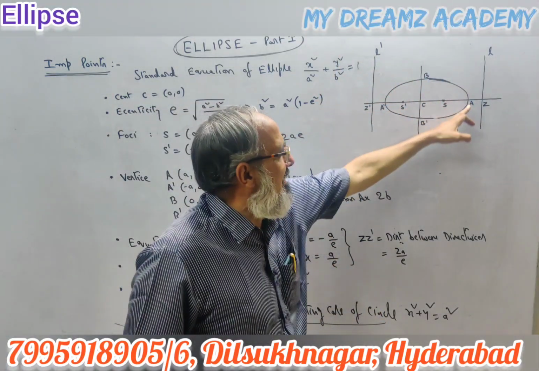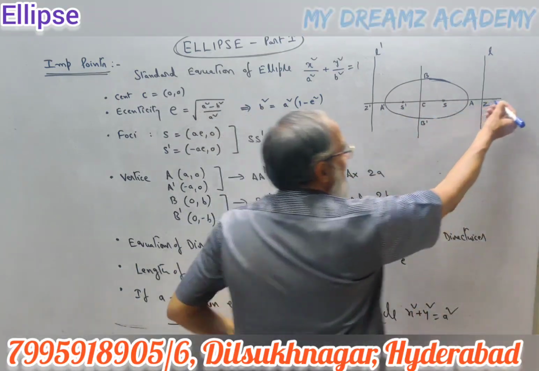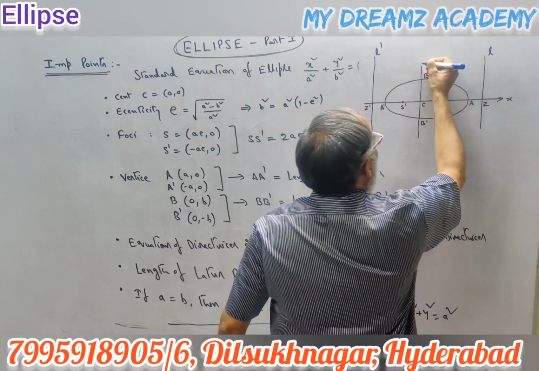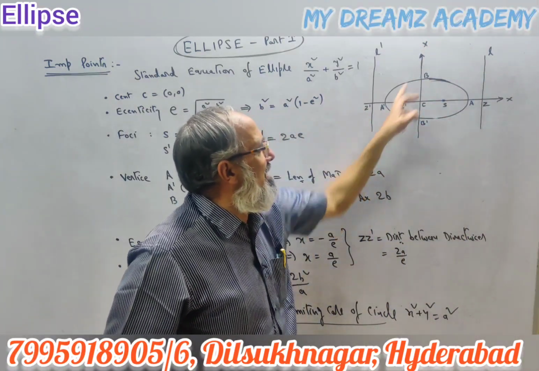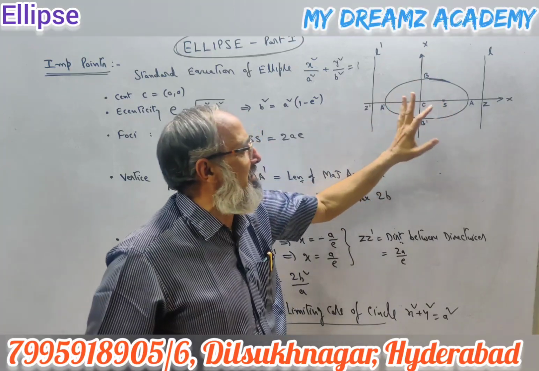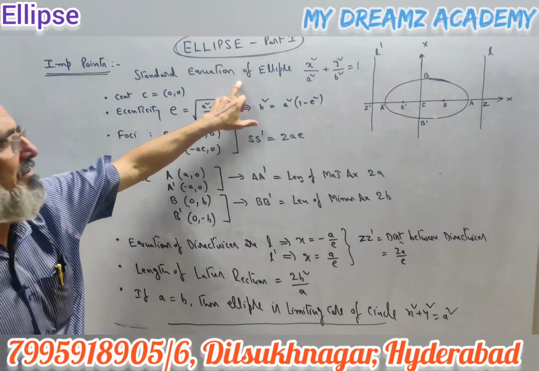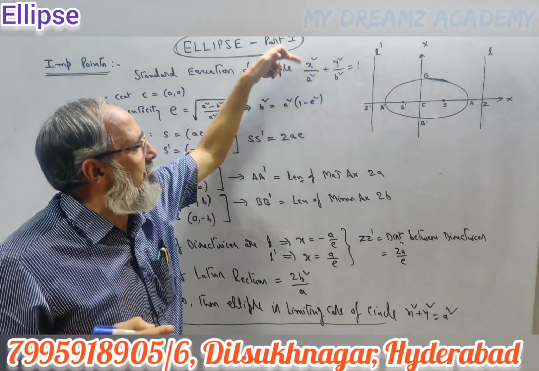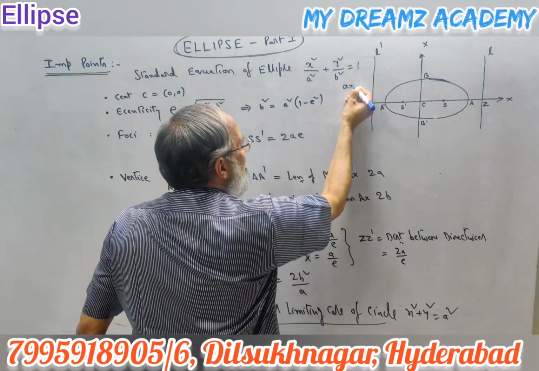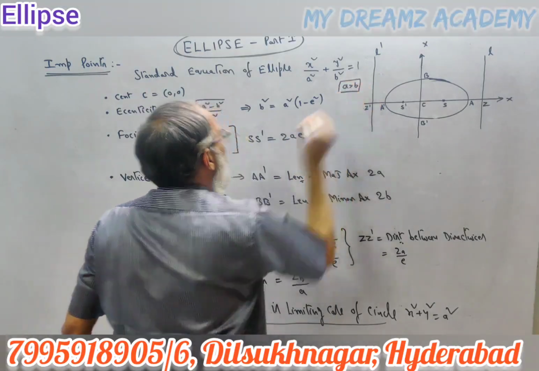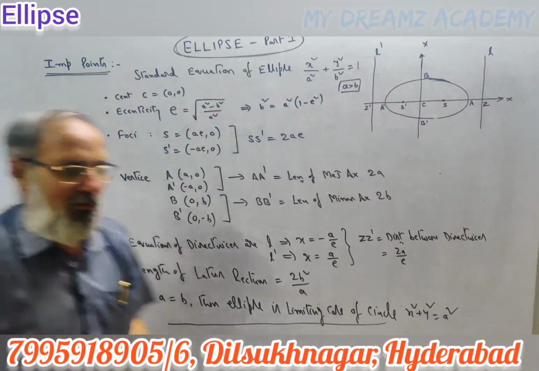You can take it as an ellipse like this, which intersects the x-axis and y-axis at A and A dash, B and B dash. So the standard equation of the ellipse will be in the form x square by a square plus y square by b square equal to 1. In this case, a is greater than b. Next, for this the center is the origin 0, 0.